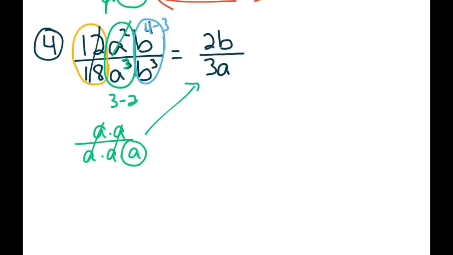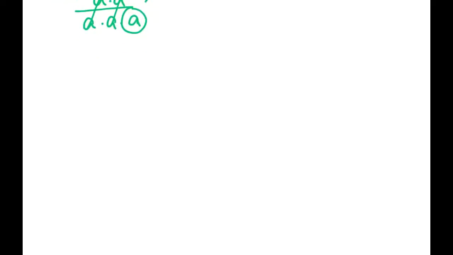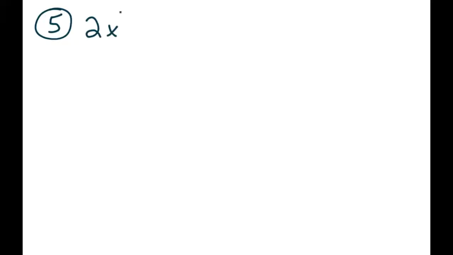All right, let's keep going. Let's go to another page. Number 5. Two x squared plus 8x over 3x plus 3.